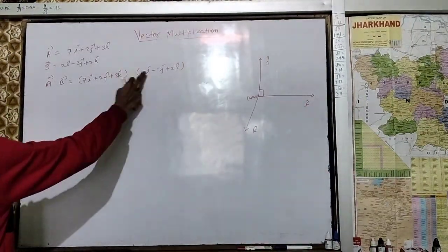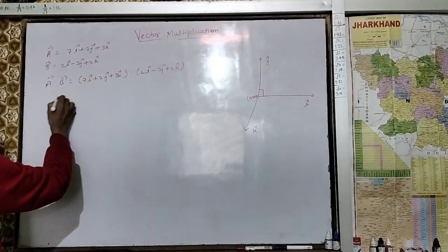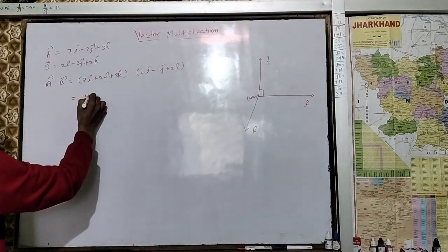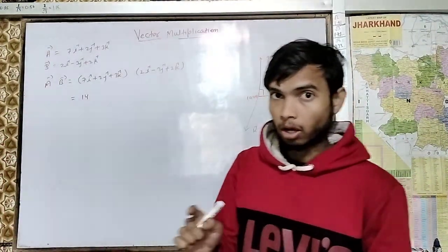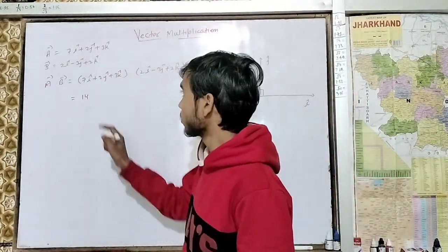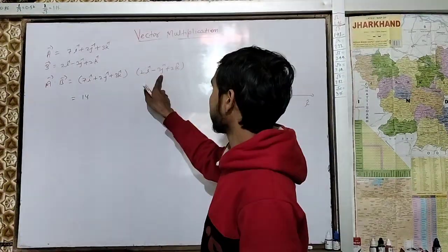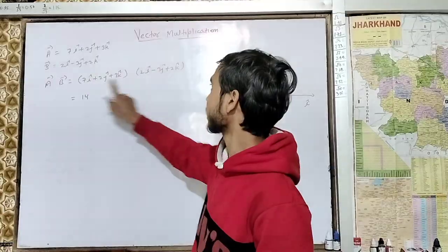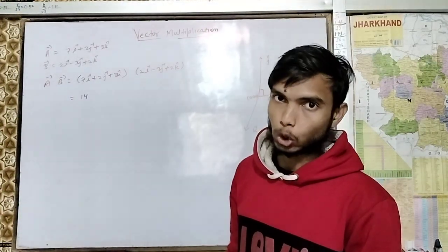So this i and i, so 7 times 2 is 14. Now you would think that okay, this is done. Now let's multiply this by this. So here the vectors are different. This is i cap and this is j cap. In that case, we will get 0.